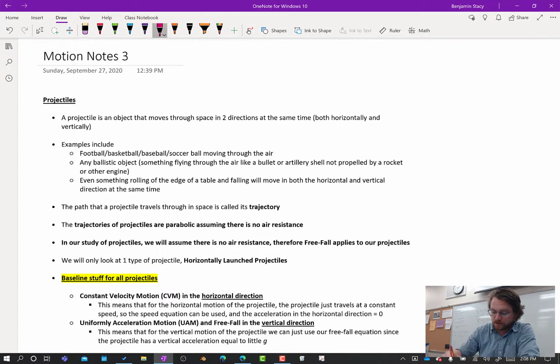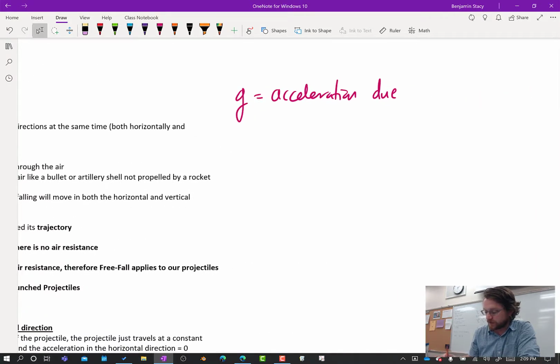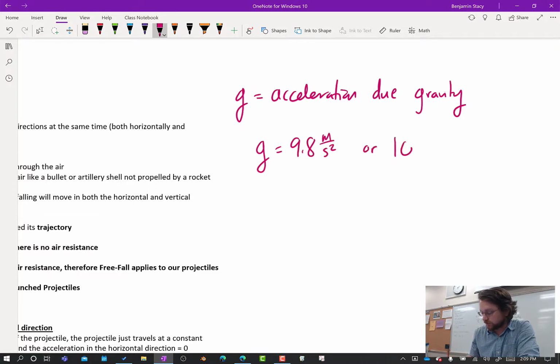We symbolize that with just the lowercase g, the acceleration due to gravity. And that's what you'll be finding when you do your lab in class, if you're here in class this week with us. That value for little g, the acceleration due to gravity, is 9.8 meters per second squared, or we round to 10 meters per second squared if we're just solving a problem. So the 9.8 is what we use in labs.